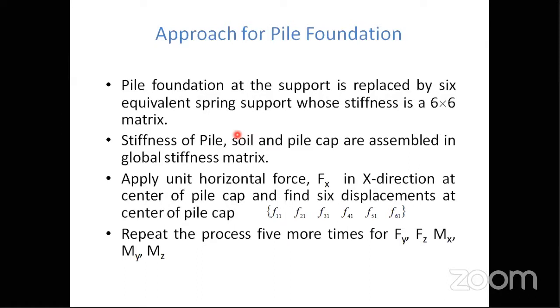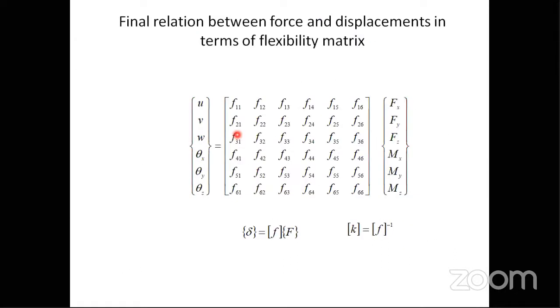So one corresponding to x direction, two maybe y, three maybe z direction, then 4, 5, 6 maybe rotations. Okay. So we'll repeat this procedure 5 more times for applying unit force in y direction, unit force in vertical direction, unit moment mx, my, mz. Okay. So once you do it, what we'll get is this particular matrix.